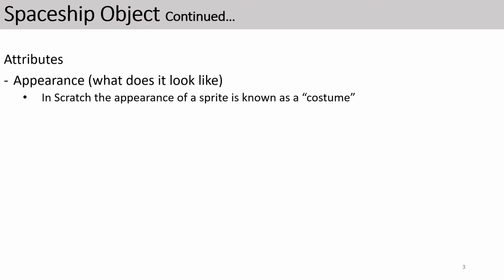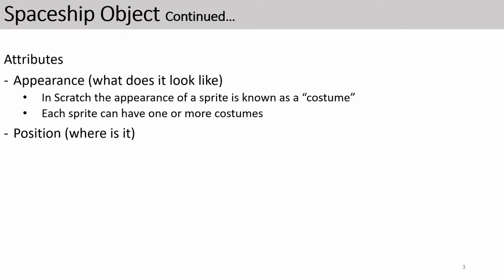Attributes are things like appearance, so what does it look like? And in Scratch, the appearance of a sprite is known as a costume. Each sprite can have one or more costumes. The next attribute is position. Where is the rocket ship on the screen? And the last attribute is speed. How fast is it moving?